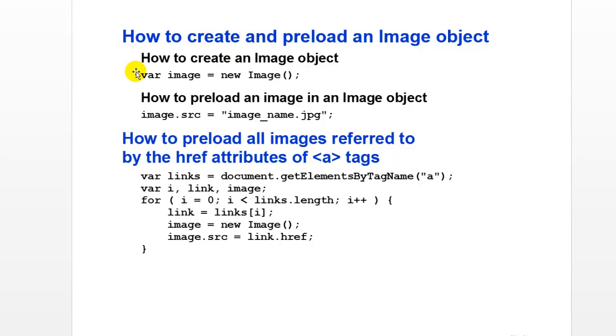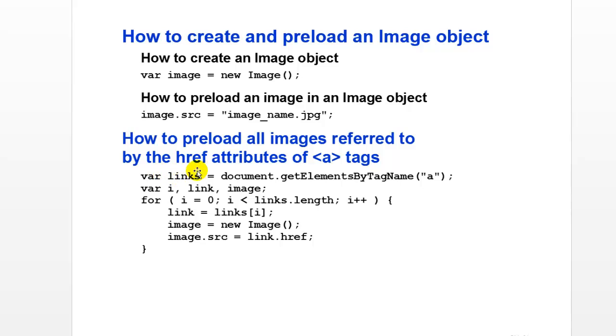So how do we create an image object? You say var image equals, or whatever name you want to choose, equals new Image. And then after you're done creating the empty image object, you preload it by saying image.src equals, and then set the location of the image name. That's going to preload it. It's preloading it, so the next time it actually gets loaded, it'll load the cached version rather than having to go to the website. So this code actually preloads all the images referred to by href attributes of A.